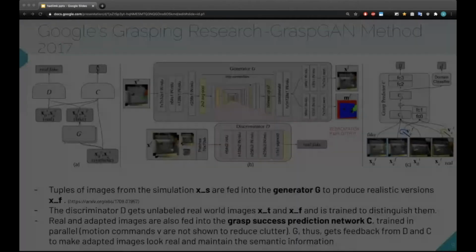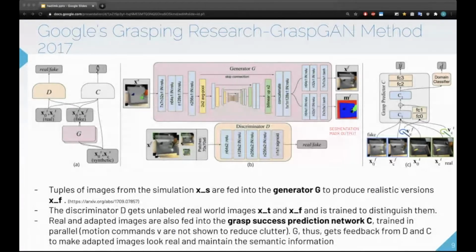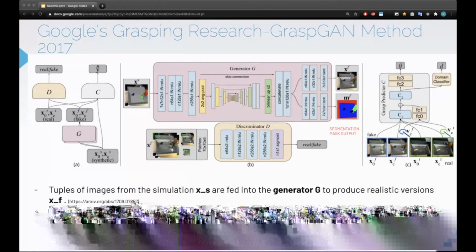And the other work they had was the grasping GAN. This was basically trying to create realistic images from the simulation images. So this was still using the real world data, yes, but only the real world data without labeling. With this architecture, they trained the generator and the discriminator in a basic GAN structure to deal with the real-fake situation.